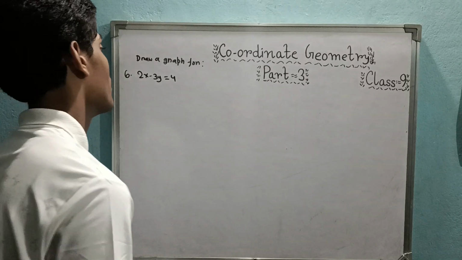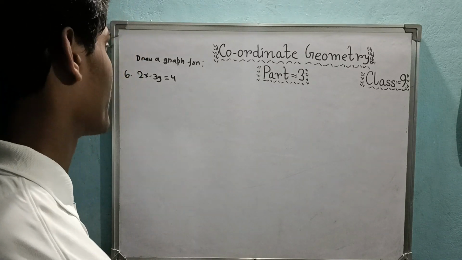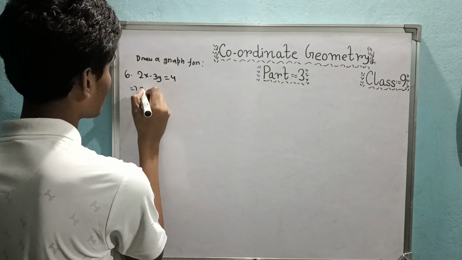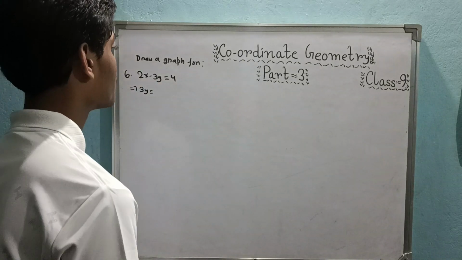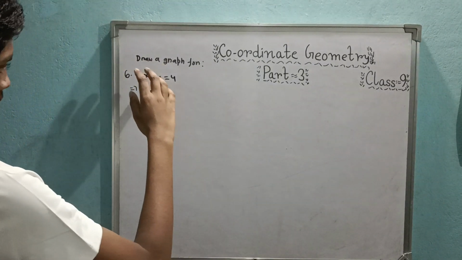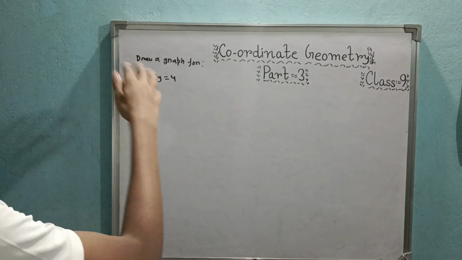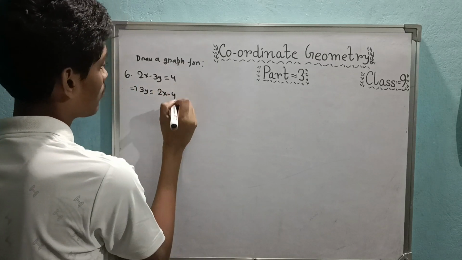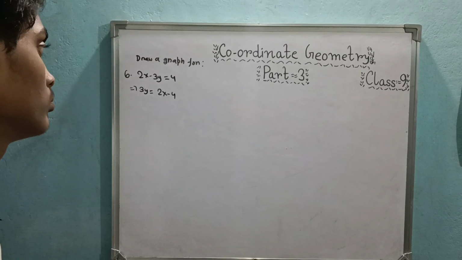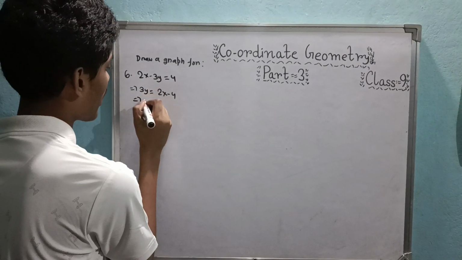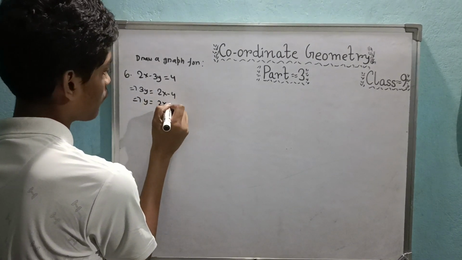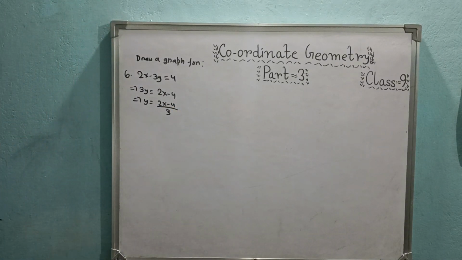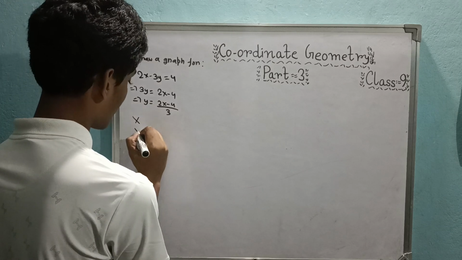Okay. So I'm going to be a little bit clever here. Then what is 3y? Here I can write 3y will be equal to 2x minus 4. Yeah. Or I can write that y equal to (2x minus 4) by 3. Bring it on. Now take x and y.